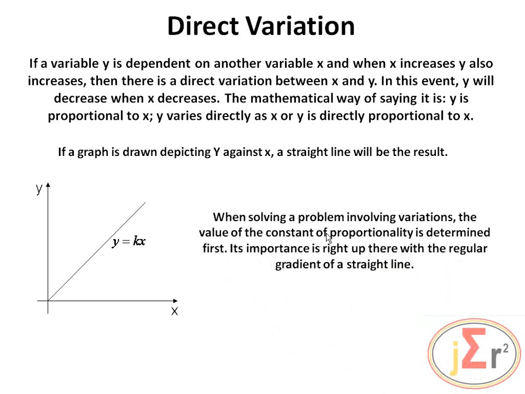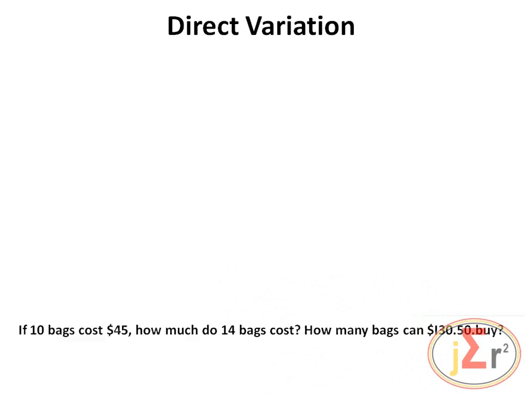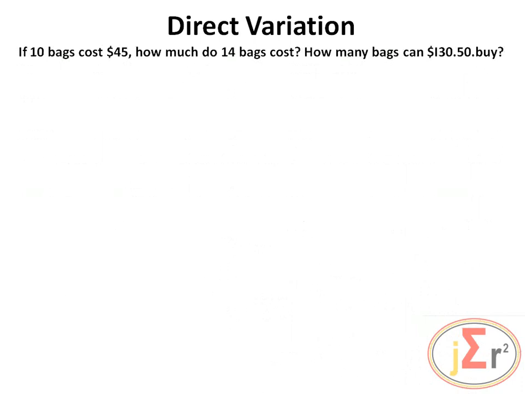When solving a problem involving variations, the value of the constant of proportionality is determined first. Its importance is right up there with the regular gradient of a straight line. If 10 bags cost $45, how much do 14 bags cost? The other part of the question says, how many bags can $130.50 buy?